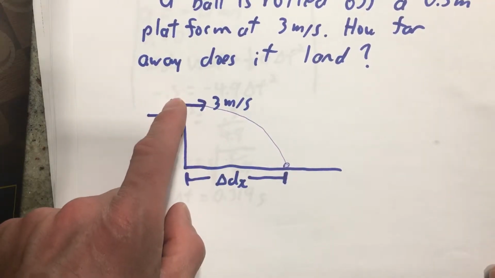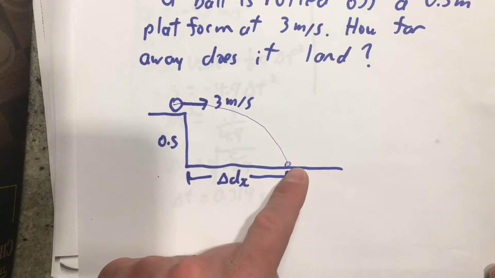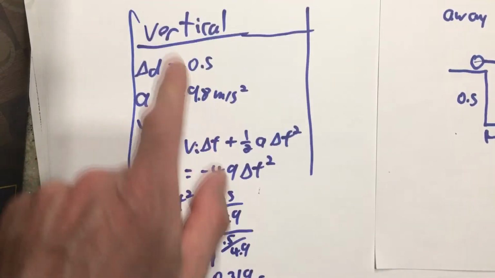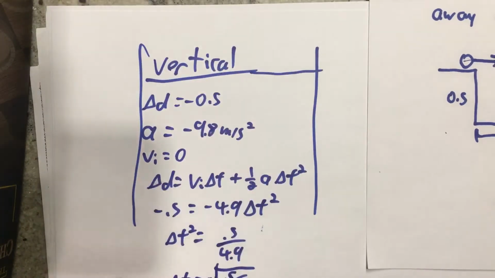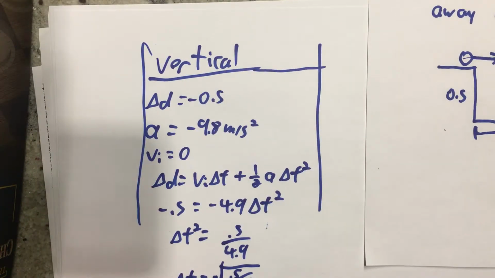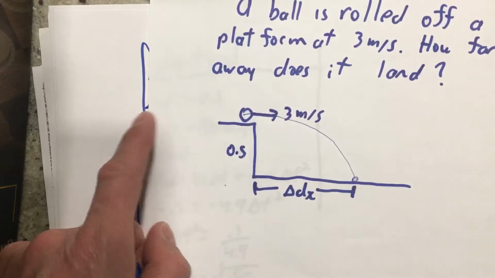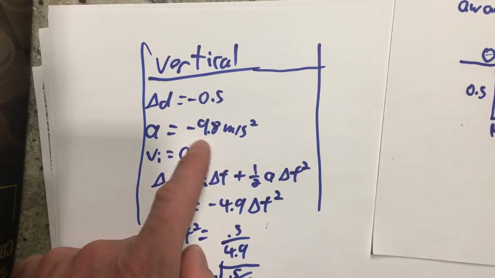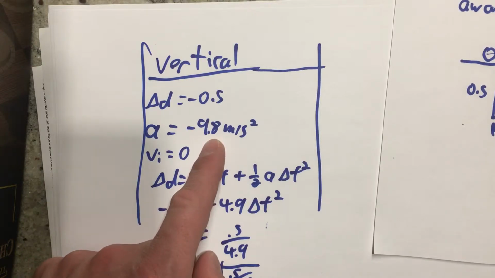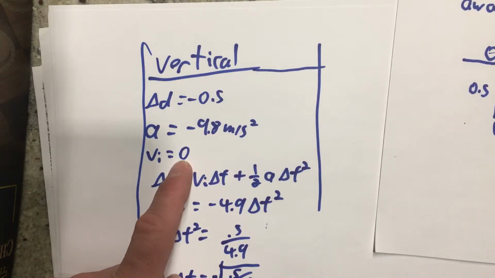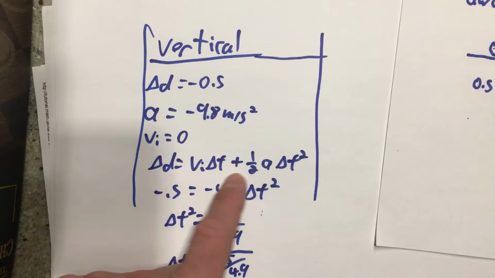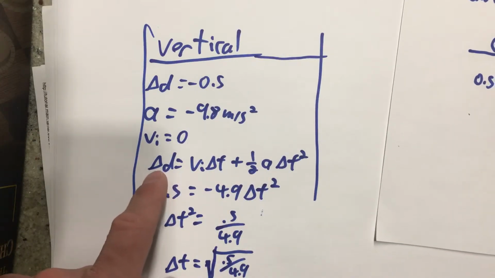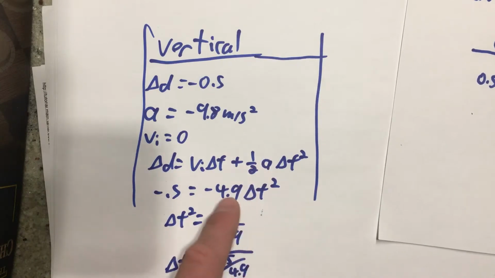To determine how much time it spends in the air before it hits the ground, we analyze the problem by looking only at the vertical components of our kinematics variables. The displacement: this thing is falling 0.5 meters. It's accelerating towards the ground because of gravity at 9.8 meters per second squared, and it has an initial velocity of 0. Here's our fundamental equation that deals with displacement when you have constant acceleration.